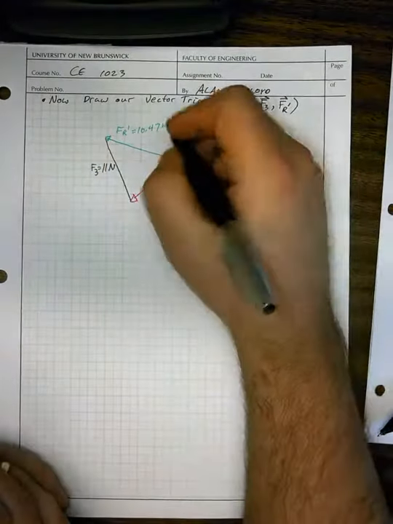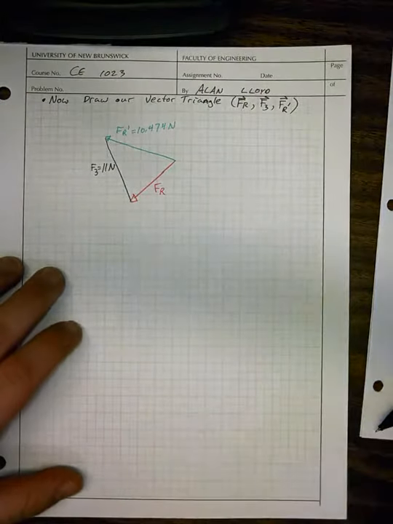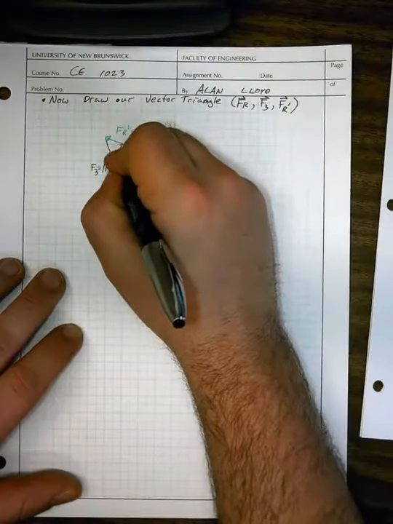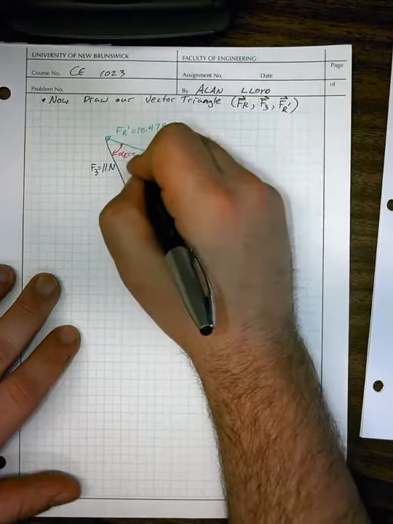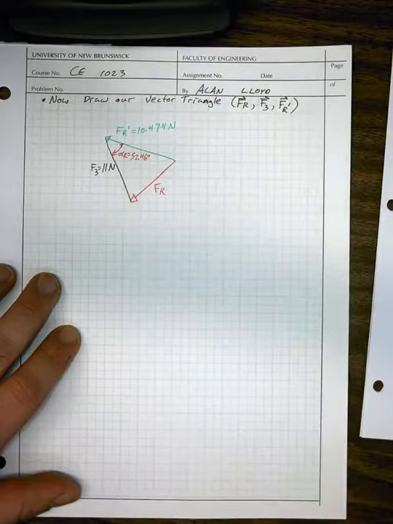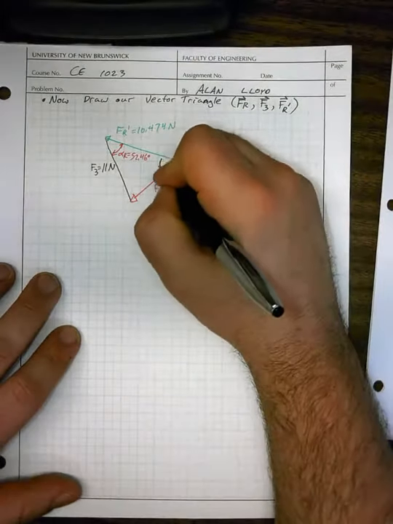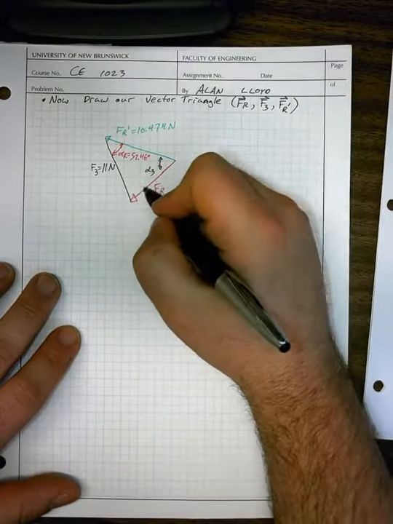We don't know the magnitude of FR yet, but we do know one thing. We know the angle here, alpha R, is equal to 52.46 degrees. And then we can draw in some other stuff that we don't know. A little bit later we're going to need this angle here, alpha 3. Turns out we don't need this angle here, so we'll leave it out for now.